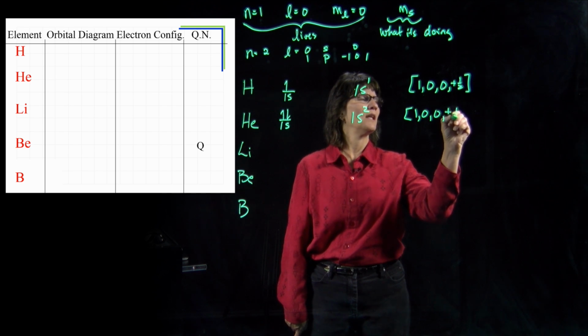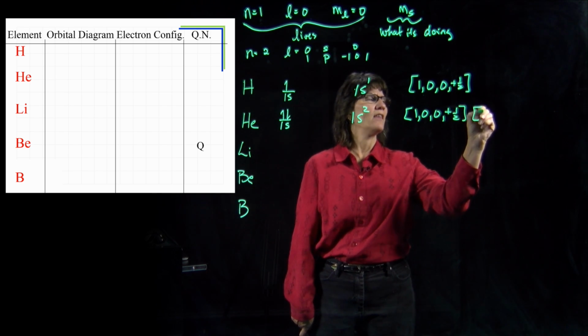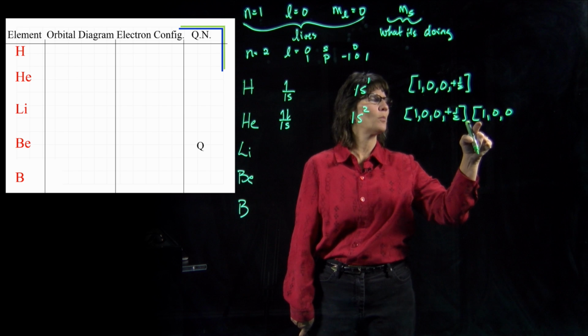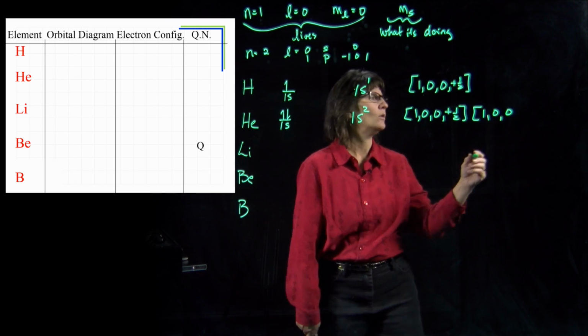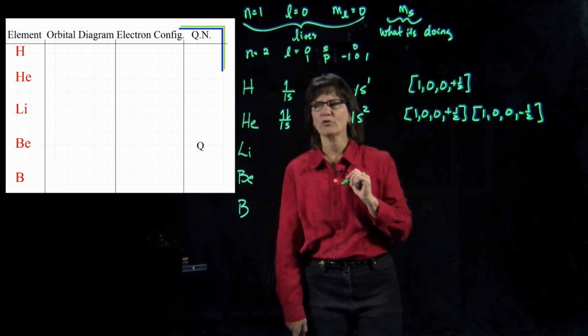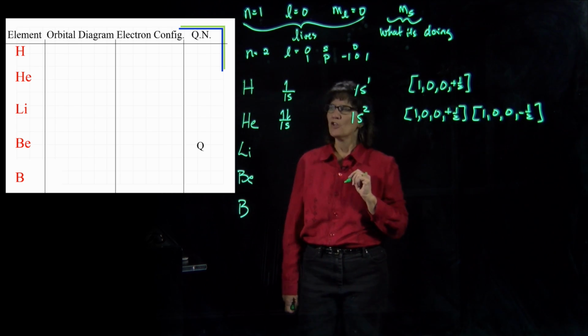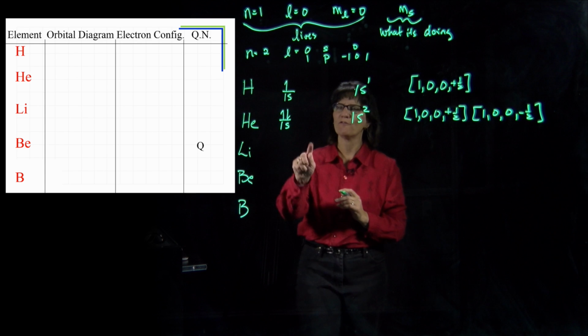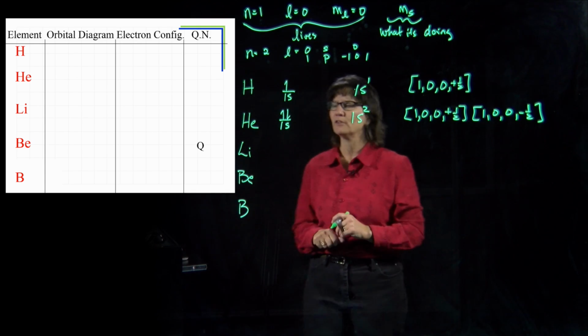We have the one spinning in the plus 1/2 direction, and the other electron is in the exact same orbital, so the first 3 numbers are identical, and it's spinning in the opposite direction. So those are those electrons. Okay, so now we're ready to go to the next one. We have filled up this orbital, completely filled it up.